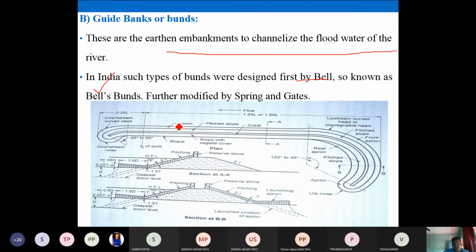See, this is the section of the bund. Look at this. This is the top portion, and this is the bottom portion.